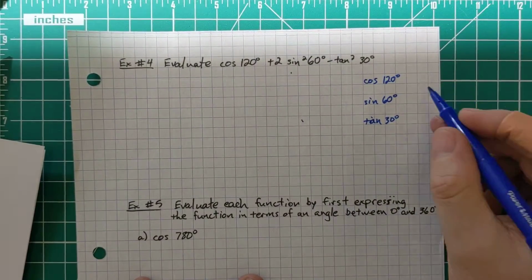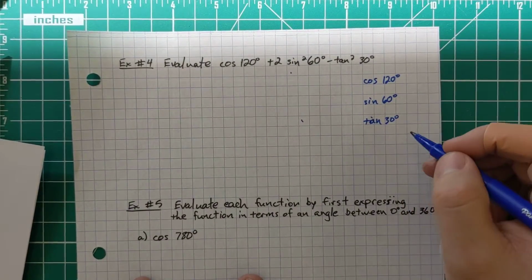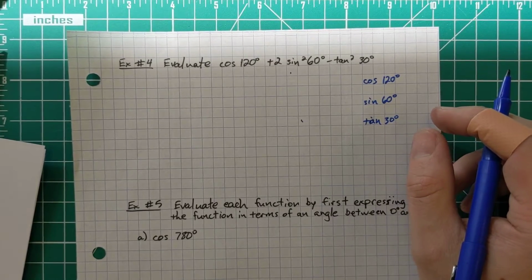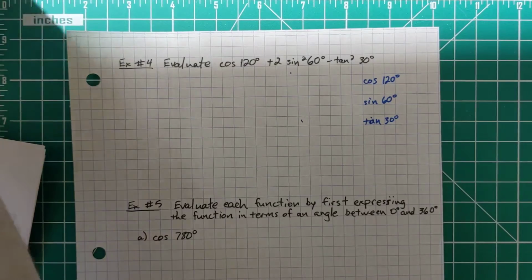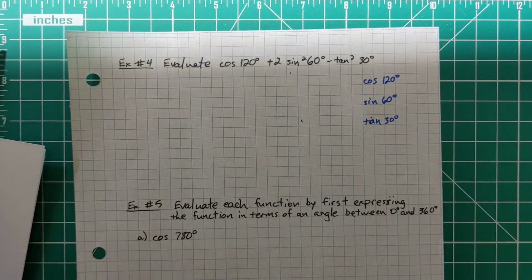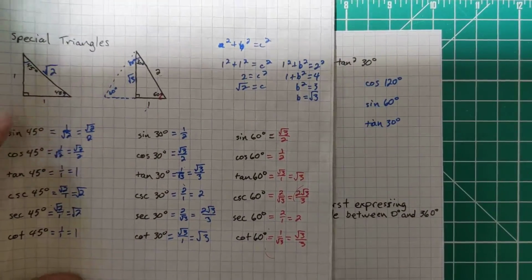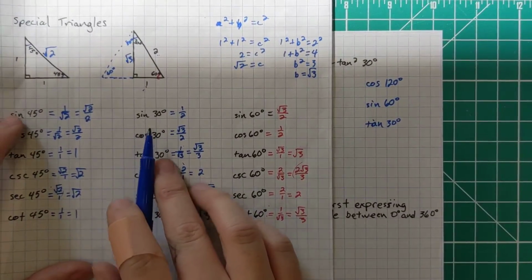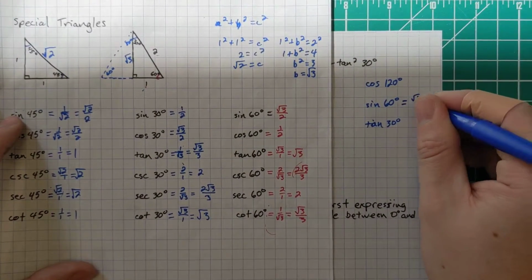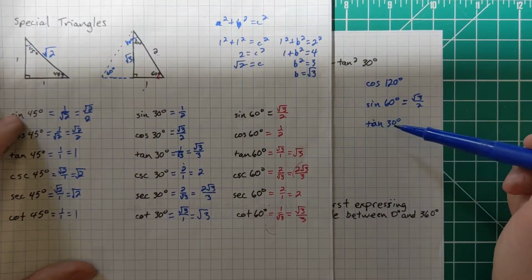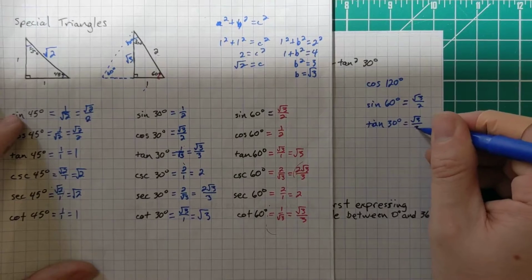Now, sine of 60 and tangent of 30, once again, we could draw a 30, 60, 90 triangle, figure that out. We could go back to what we did earlier with all of our different angles. So sine of 60 was square root of 3 over 2. Tangent of 30 was square root of 3 over 3.